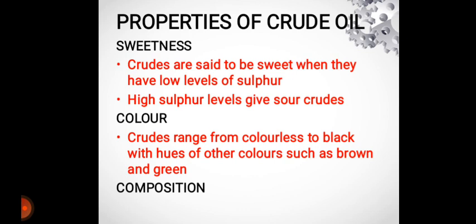Composition. What is the composition of crude oil? Crude oil is composed of mainly hydrocarbons. There are the light hydrocarbons in it and the heavy hydrocarbons. It may also have impurities such as we've seen previously, sulfur and other compounds.